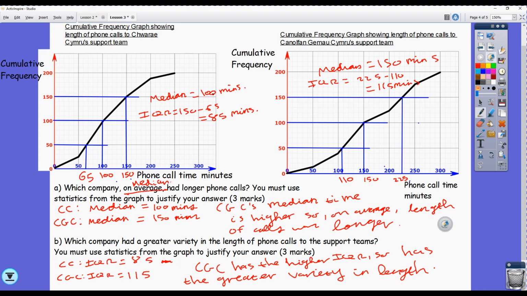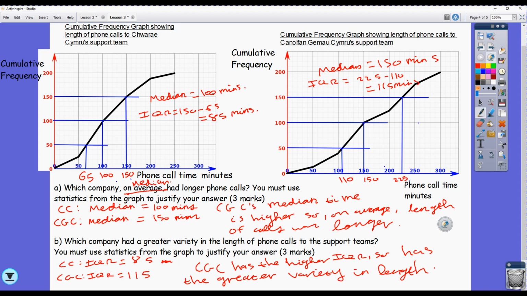So for, I should say Quartile, actually. Quartile is a dialect thing. So Quartile Cymru has a median of 100 minutes, and then Canolfan Gamai Cymru has a median of 150 minutes in terms of length of phone calls to the support teams. So, this could be something to do with how difficult their software is to use or something like that. These guys could be licensing out game engines or whatever. So we can see that the CGC one, the Canolfan Gamer Company, has the higher median time. So that means on average their length of calls was longer.